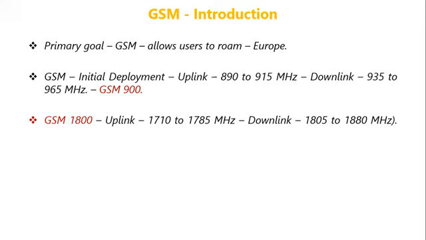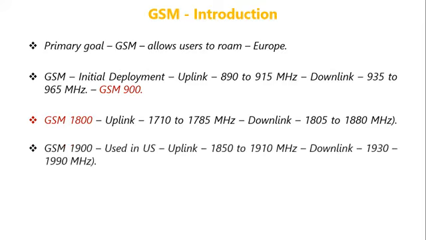Okay, and there is another version of GSM which is called GSM 1900, which is specifically used in the US. It operates at a frequency of 1900 megahertz, and it uses 1815 to 1910 megahertz for uplink and 1930 to 1990 megahertz for downlink.